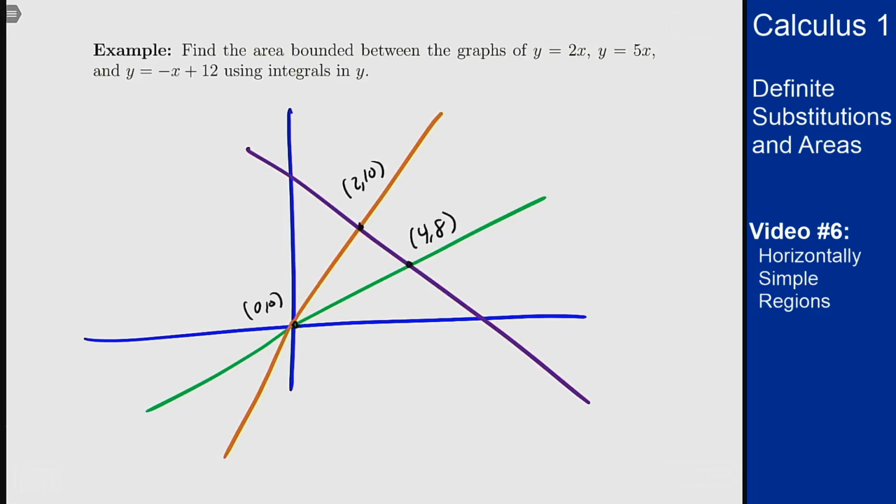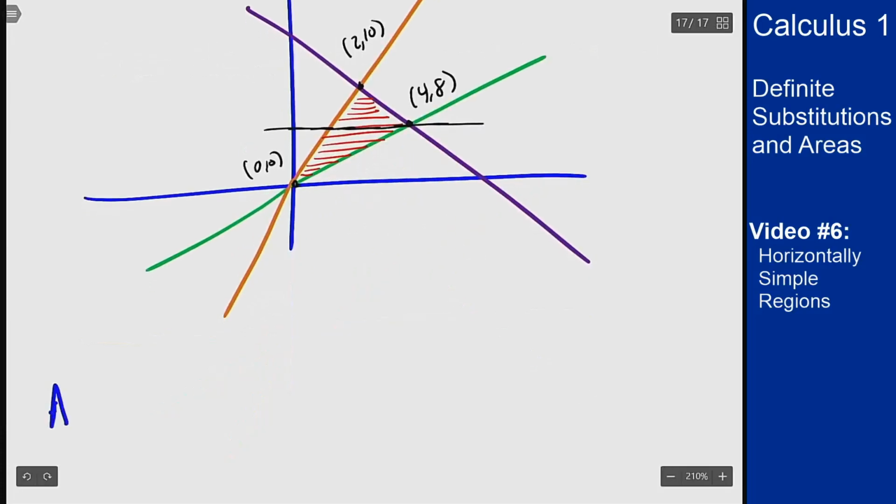Now, since I want to do this with integrals in y, I want to picture drawing horizontal slices and those tiling up over my region. So I'll have slices like this that I'm going to add up with dy integrals. So again, this region is not horizontally simple either, but I can break it into two pieces that are by drawing a line across here at y equals 8. So we're going to have two separate regions here and have two separate integrals. So the area we can find by the following.